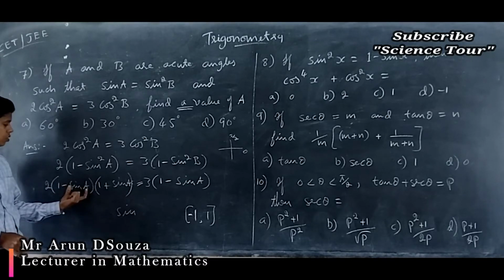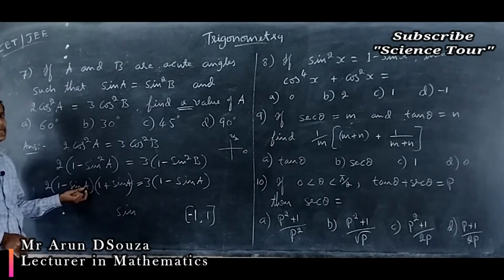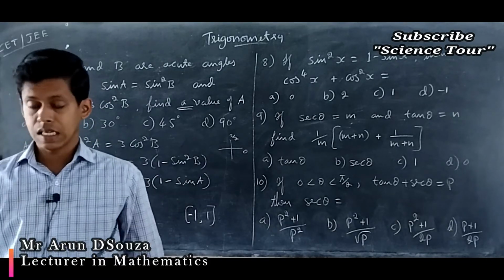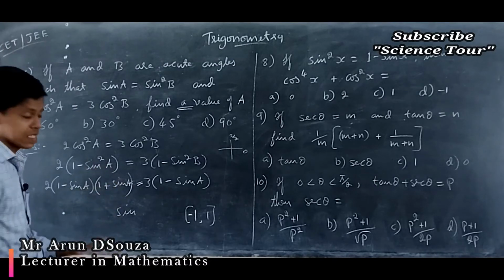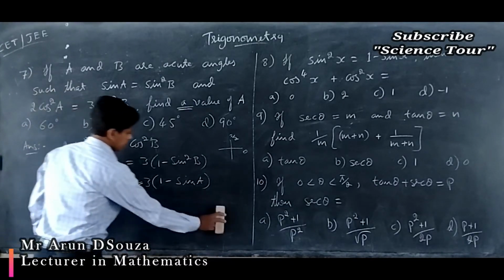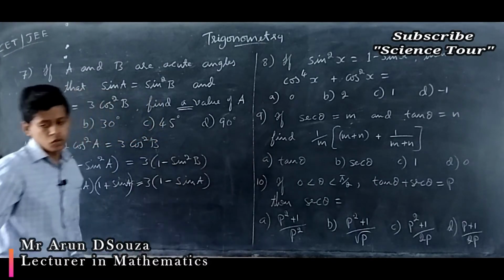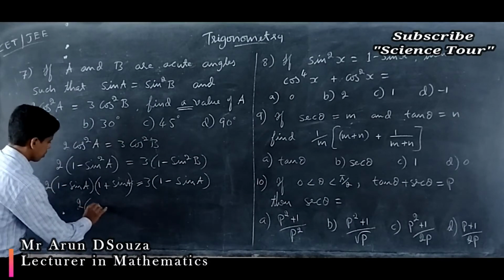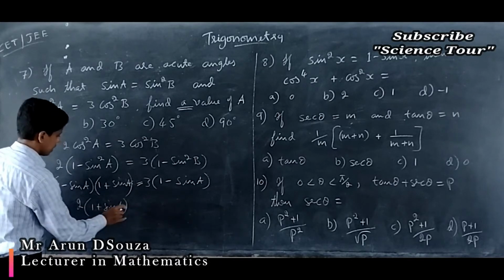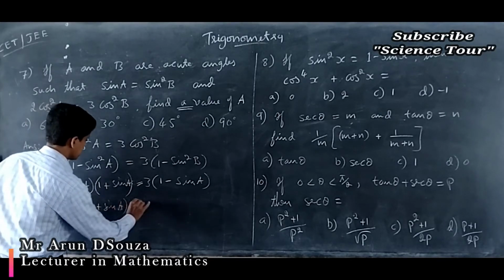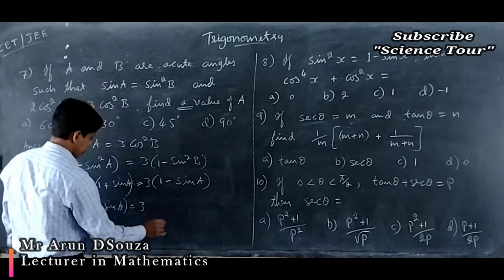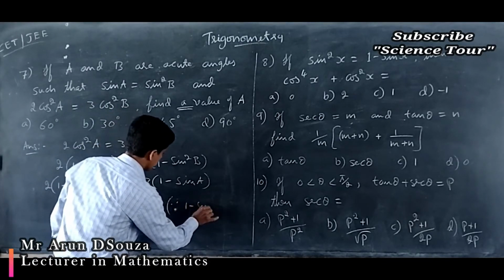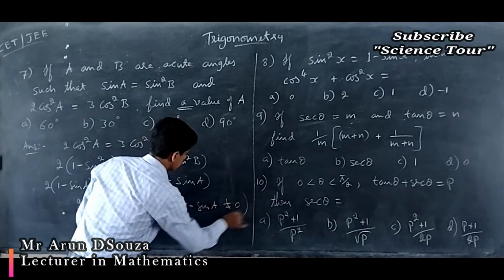Correct. So when will it be 0? If A is 90. A cannot be 90 because it is acute. So it is less than 90, not less than or equal. Less than. You must be clear about that. So we'll divide by 1 minus sin A. What remains is 1 plus sin A, that's equal to 3 by 2, because 1 minus sin A is not equal to 0.